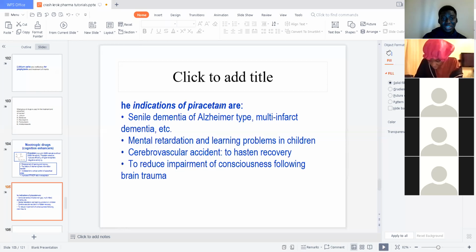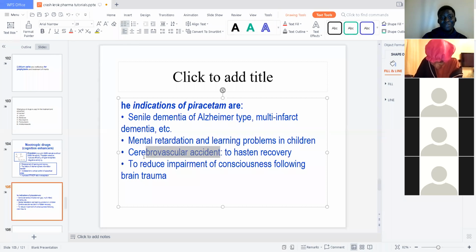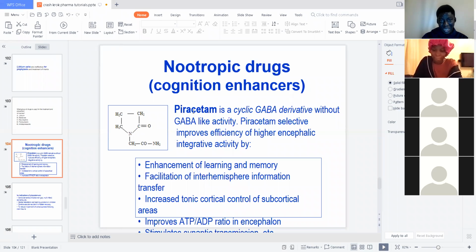Indications for paracetamol use are Alzheimer's, which is people that are forgetting memories, and also mental retardation and learning problems, so kids that find it difficult to learn, and also cerebrovascular accidents. This is for people that have had head trauma, like when you're involved in a car accident and you hit your head. Also to reduce impairment of consciousness after brain trauma. Take note, paracetamol is a cognition enhancer. You're going to improve your brain function.